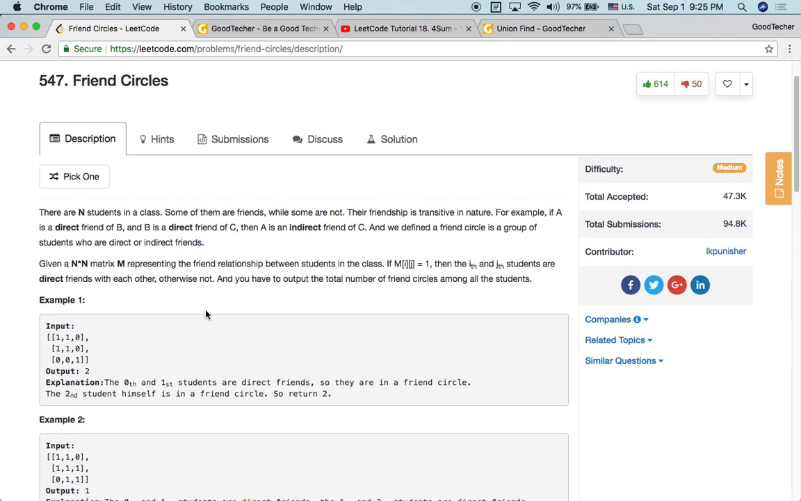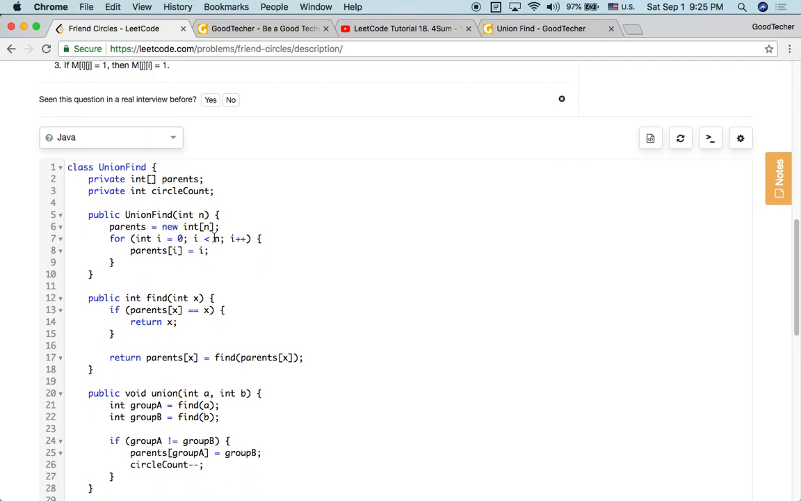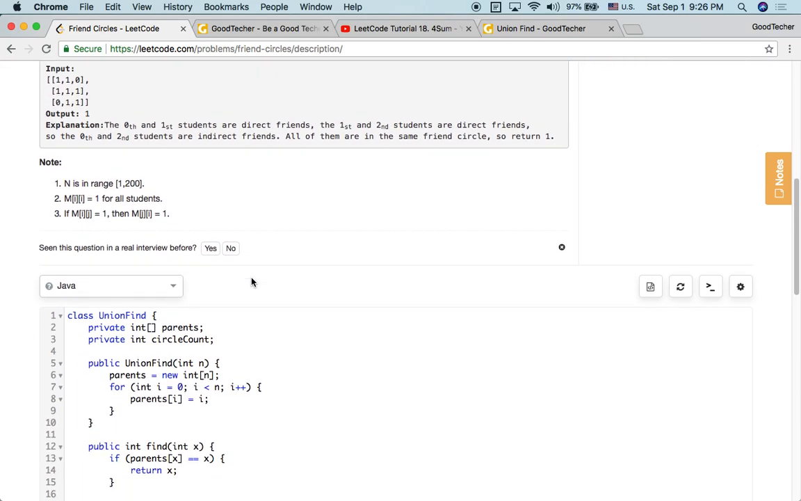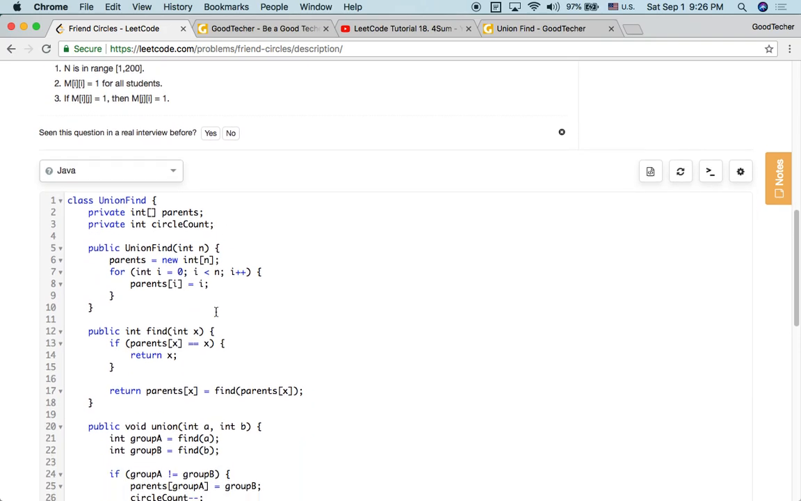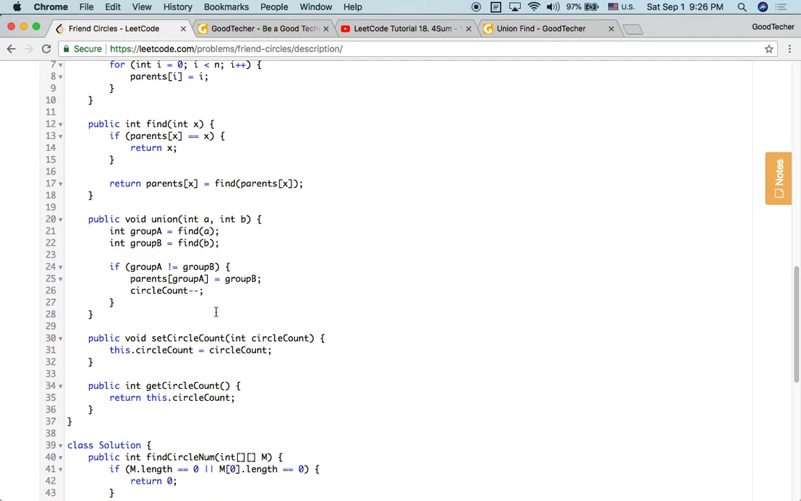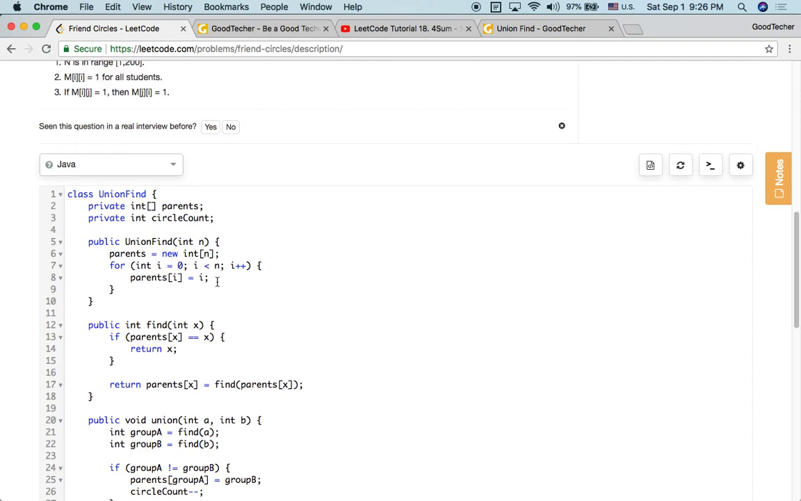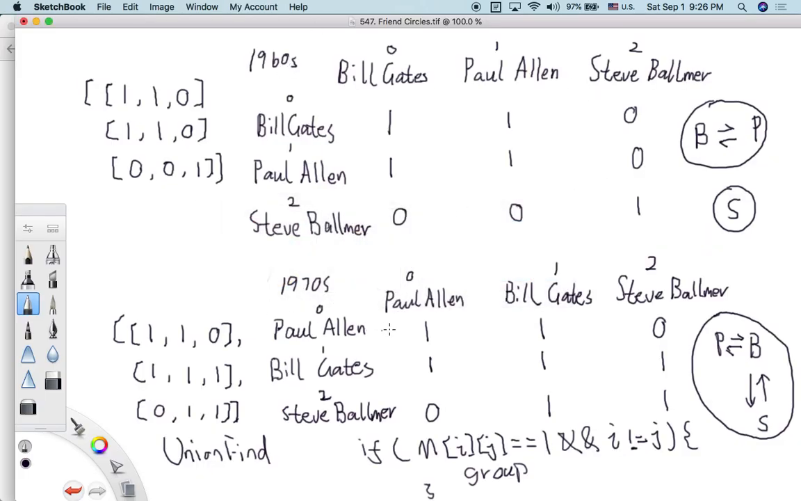For this problem, actually we can have some different approaches, like depth first search or breadth first search, to solve this coding problem. But union find is an ideal structure to solve this problem, because in nature it supports the find and union operations. So it's very suitable for doing this friend circle merging and finding.